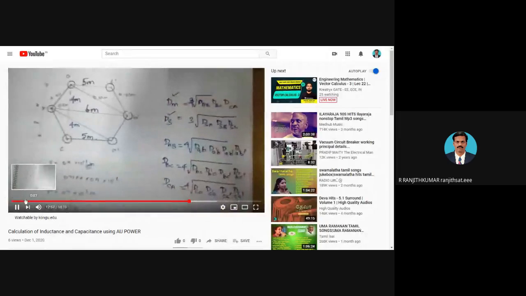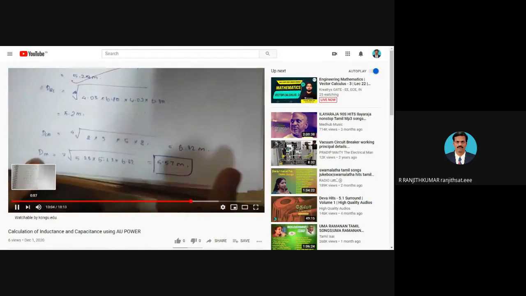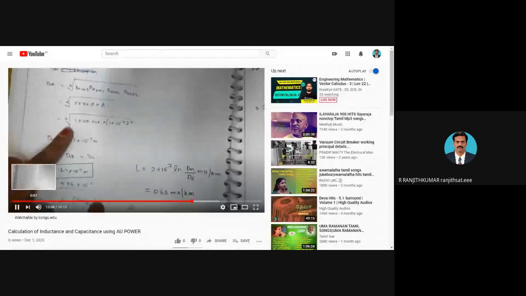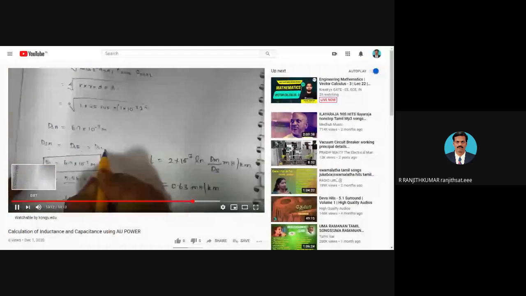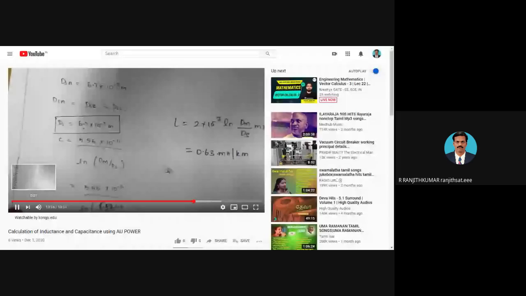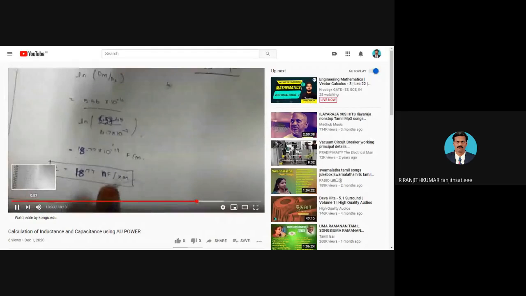Okay. So if you substitute all these things, your DM will be 5.57. And DS is the cubic root of DSA, DSB, DSC, so DS is equal to 6.7. If you substitute in the inductance formula, you get inductance as 0.63 millihenry per kilometer. And if you substitute, you will have capacitance as 18.77 nanofarad per kilometer.